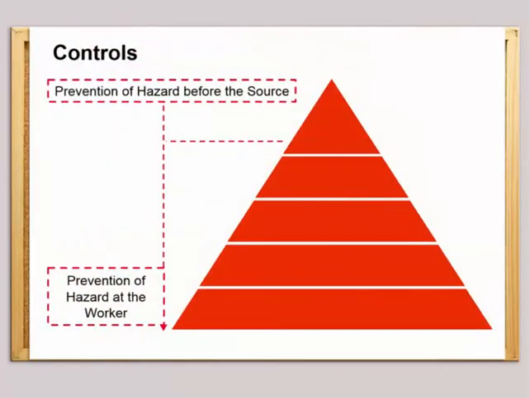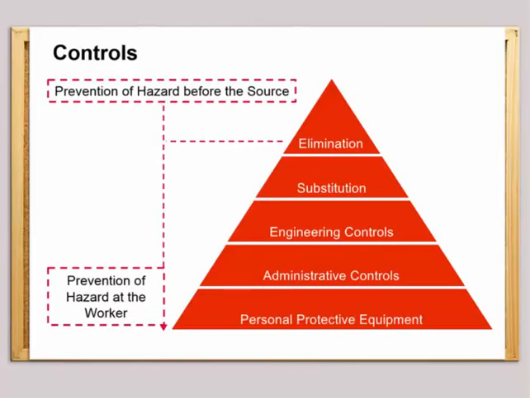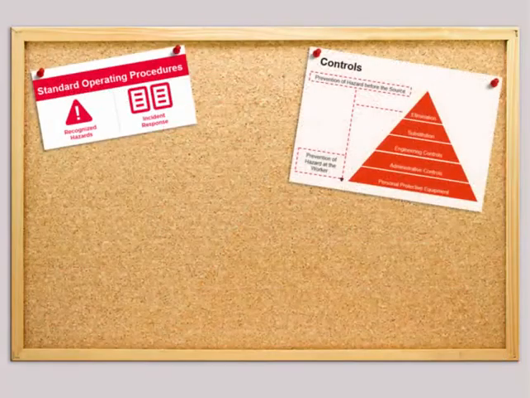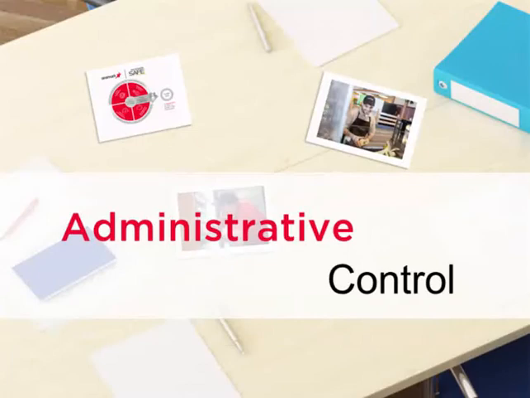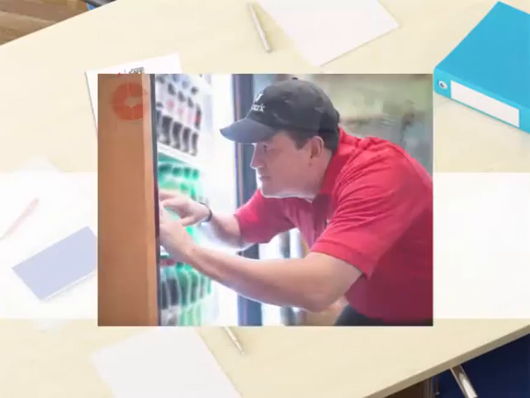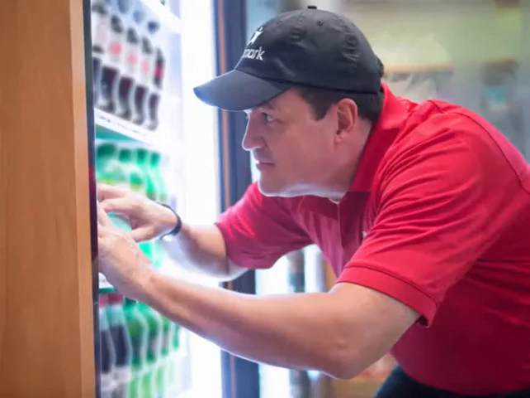Before we discuss SOPs, we need to discuss hazards and controls. Controls eliminate or reduce hazards and hazard exposure. Think of controls in a hierarchy. From the top, we have elimination, substitution, engineering controls, administrative controls, and personal protective equipment. SOPs are considered to be an administrative control. They explain how we perform tasks to limit our exposure to a hazard.